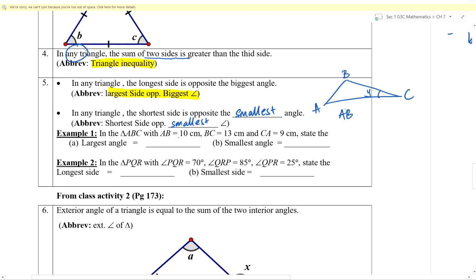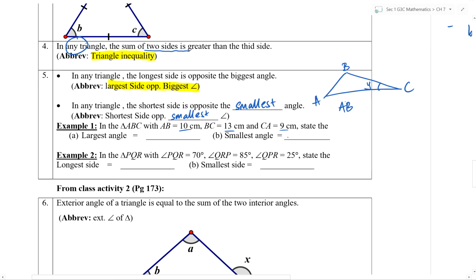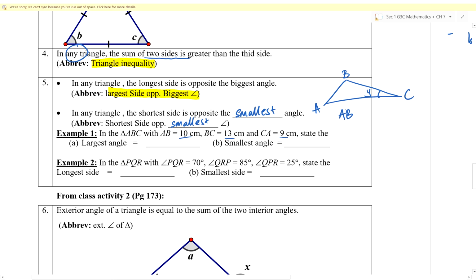So let's do a quick example over here. We've got ABC with 3 lengths given to us. Well, we can see that, just randomly choose any of these two numbers. 10 plus 13 is more than 9. 10 plus 9 is more than 13. 13 plus 9 is more than 10. This satisfies the triangle inequality in part form, but that's not the point of this question. Okay, they are asking for the largest angle and the smallest angle.